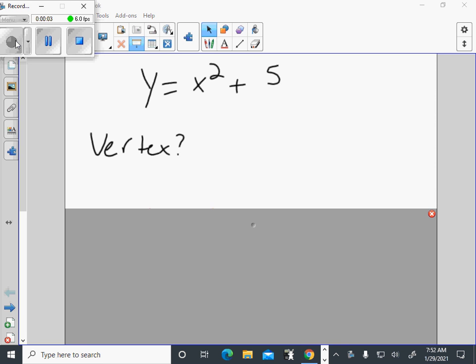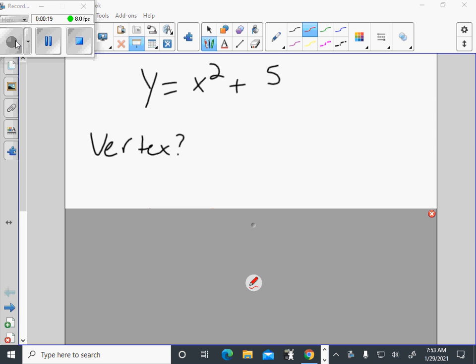Okay, this is lesson 2.4. This is the last thing we're talking about in chapter 2. Okay, we're still working with quadratics. We're still working with y equals x squared. And this is just a little bit of a review from 2.1 and 2.2.